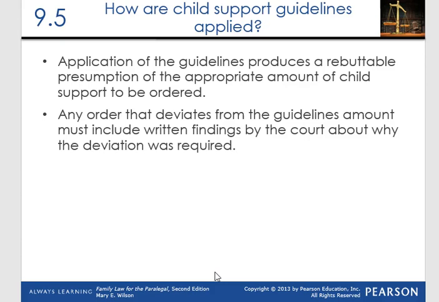With any deviation from the guideline support amount, you have to file a document contemporaneously with the support amount, the separation agreement, shared parenting plan, whatever your final order is going to be. You have to file a separate document called Findings of Fact and Conclusions of Law. The purpose of that document is to outline exactly why you are deviating from the guideline amount.